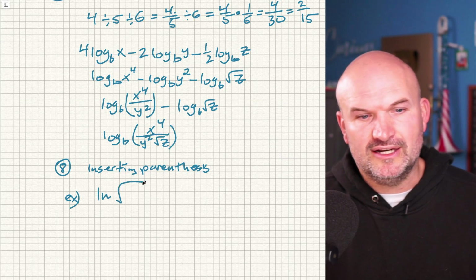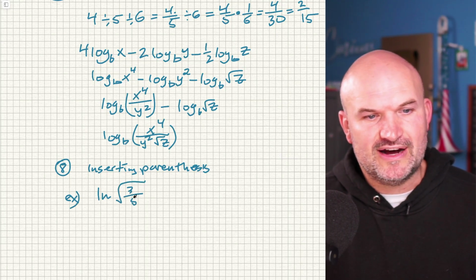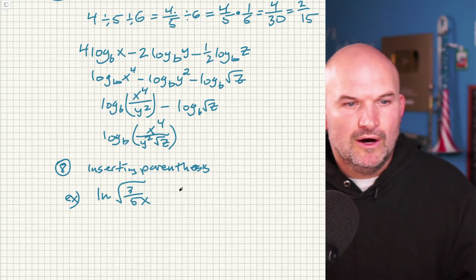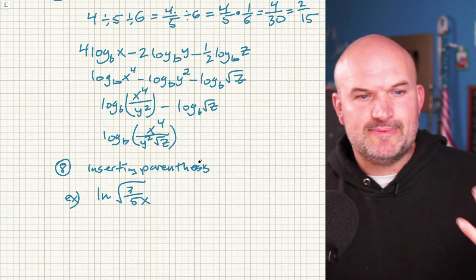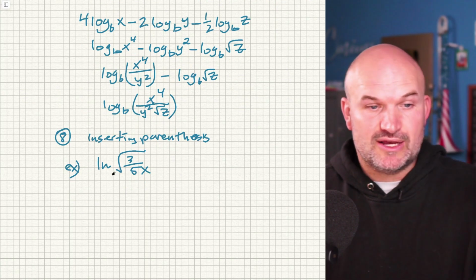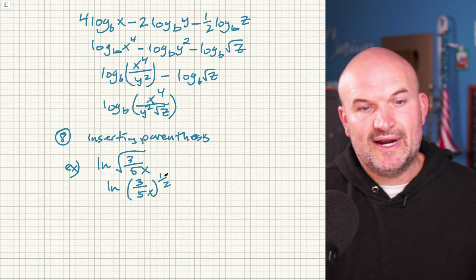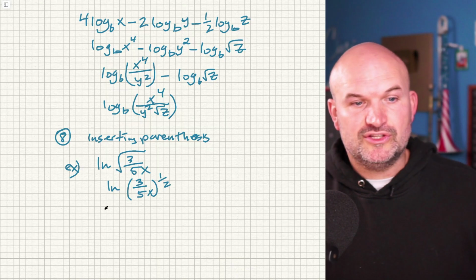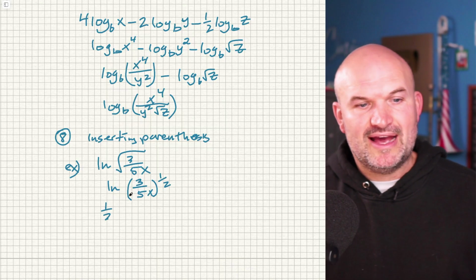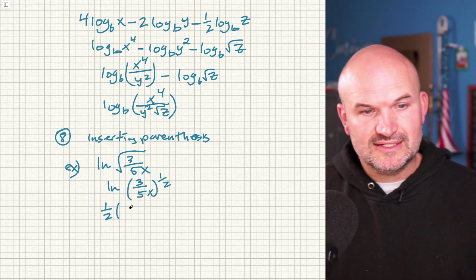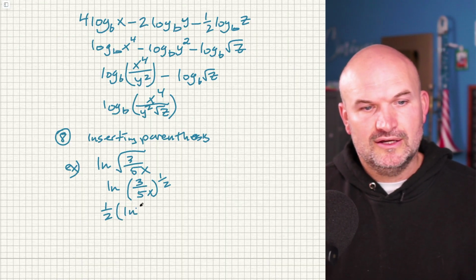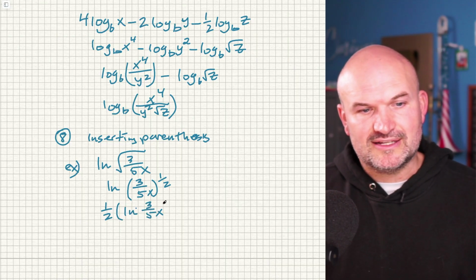So if I have the ln of the square root of 3 divided by 5x, okay? All right, so rules of exponents of expansion, I can rewrite this square root as a 1/2. So therefore I'll have an ln of 3 over 5x to the 1/2. I can bring that 1/2 out to the front. So now I have a 1/2 times the ln of 3 divided by 5x, okay?